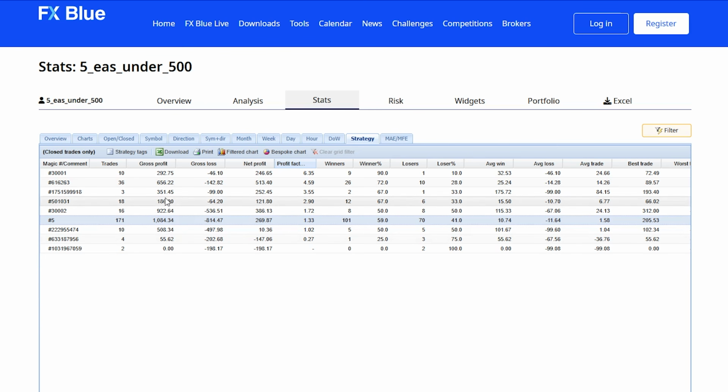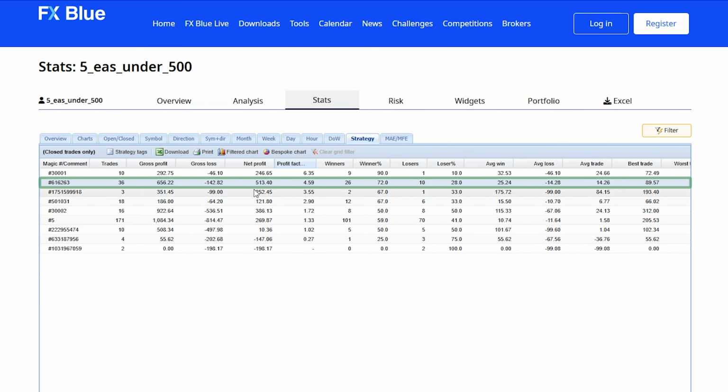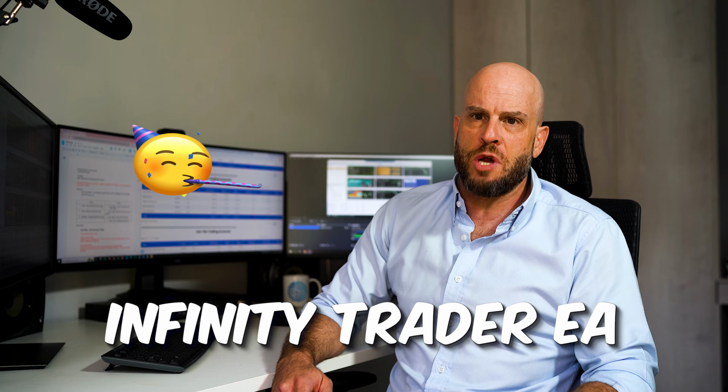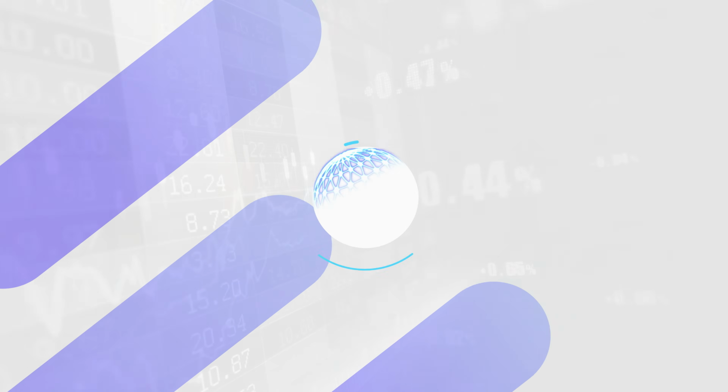I would, however, say that the winner is probably still the Infinity Trader, just based on the fact that it is the highest net profit and it has a very, very good profit factor. So what we can see is that the clear winner, based on net profit as well as profit factor, is the Infinity Trader EA, at least for now in current market conditions. I'm going to keep this demo account running, monitor it using FX Blue as I have been doing, and see if anything changes. And you'll see why in a future video.